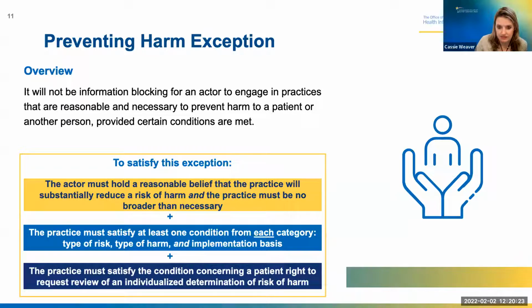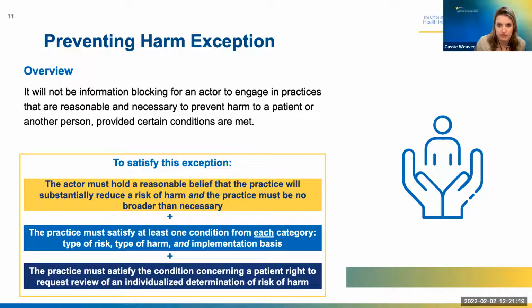The second condition for type of harm applies to situations where the practice is likely to, or in fact does, interfere with the patient or their legal representative's access, exchange, or use of EHI that references another person, and the practice is implemented pursuant to an individualized risk of harm. So here it's not bad data, again, it's the individualized risk, and the patient or their representative is looking to access, exchange, or use information in the patient's EHI, but the information within that patient's EHI references another person. In this case, the licensed healthcare professional determines that the access is reasonably likely to cause substantial harm to that other person. So again, the standard here is substantial harm.